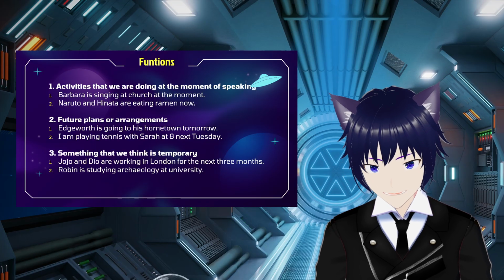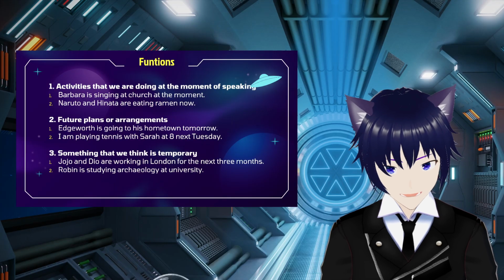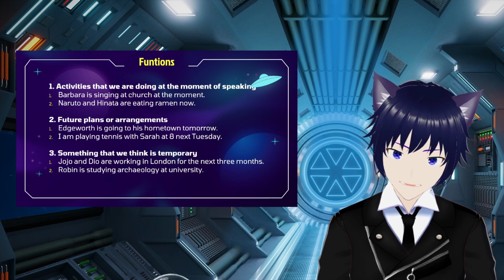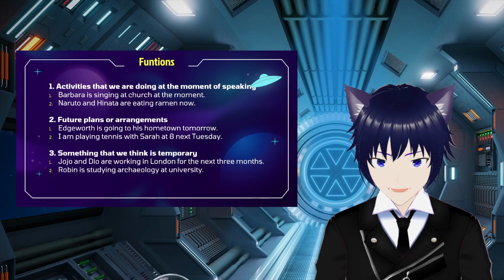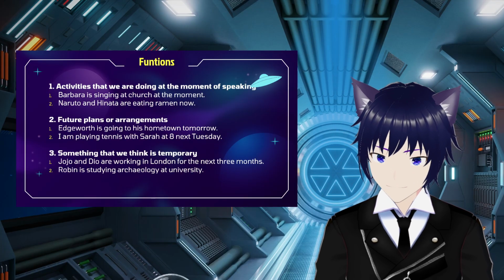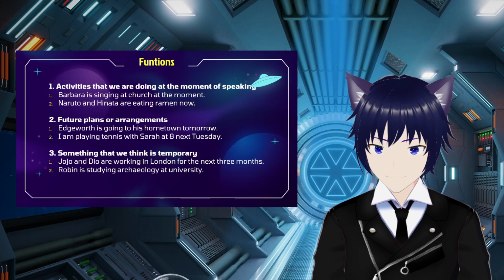We have the plans first, and we are going to execute it in the future. Present continuous tense can also be used for something that we think is temporary. Temporary is not permanent. For example, Jojo and Dio are working in London for the next 3 months. Second one, Robin is studying archaeology at university.